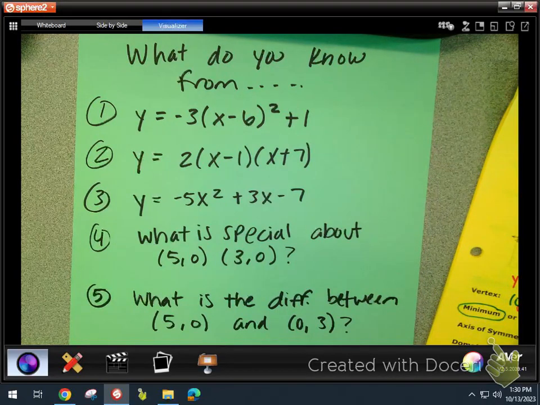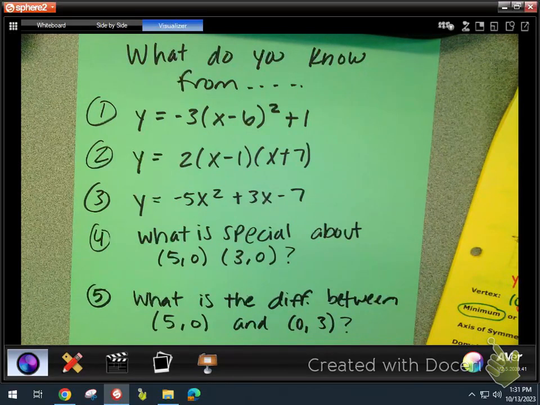What's the concavity? It is up. It is up because A is positive. Number 3. It is standard. It's standard form because there are no parentheses. What do you know? The y-intercept is 0, negative 7. And concave down because A is negative. Okay? So, not crazy. Same stuff we've been talking about.